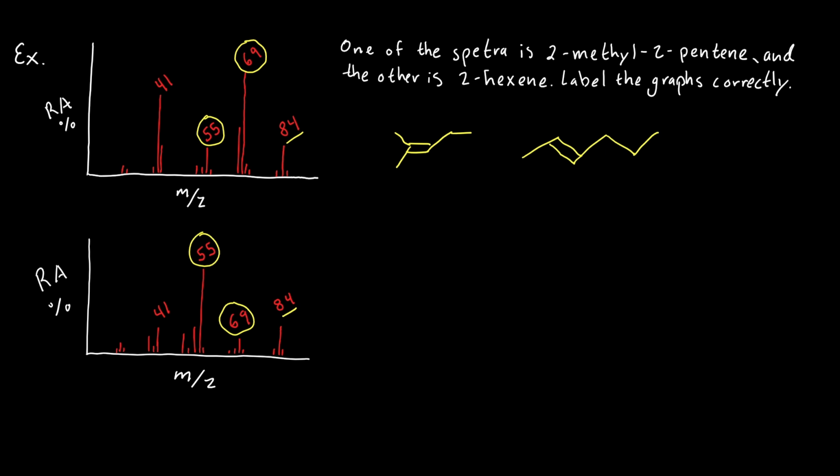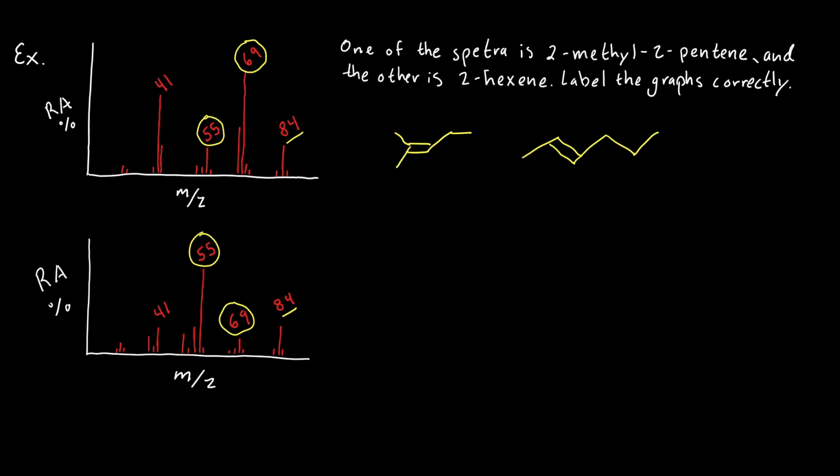So for this one, we're going to be looking at the fragmentation patterns. When we're looking at how molecules will fragment, we have to note that the weakest bond will break first. Our alkenes aren't going to break, because carbon-carbon double bonds are stronger than carbon-carbon single bonds.